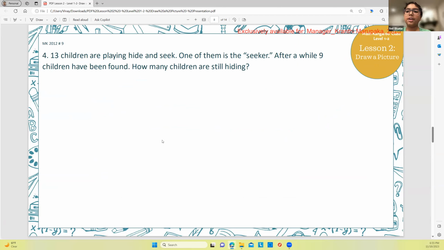13 children are playing hide and seek. One of them is a seeker. After a while, 9 children have been found. How many children are still hiding? Y'all can have 1 minute to solve this. After that, whoever wants to solve, y'all can raise your hands and try to solve it. When you present, you use drawings so others can also understand how you solved it.